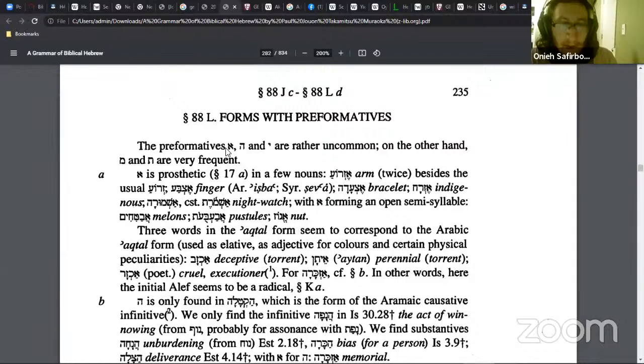At the beginning of nouns, aleph, hey, and yod sometimes occur, but they're uncommon. But mem and tav are very frequently added to the beginning of nouns. The aleph, they say, is prosthetic, which means it doesn't really change too much for many words. Like arm can be written with aleph and without it. Same thing with finger, bracelet, indigenous, night watch.